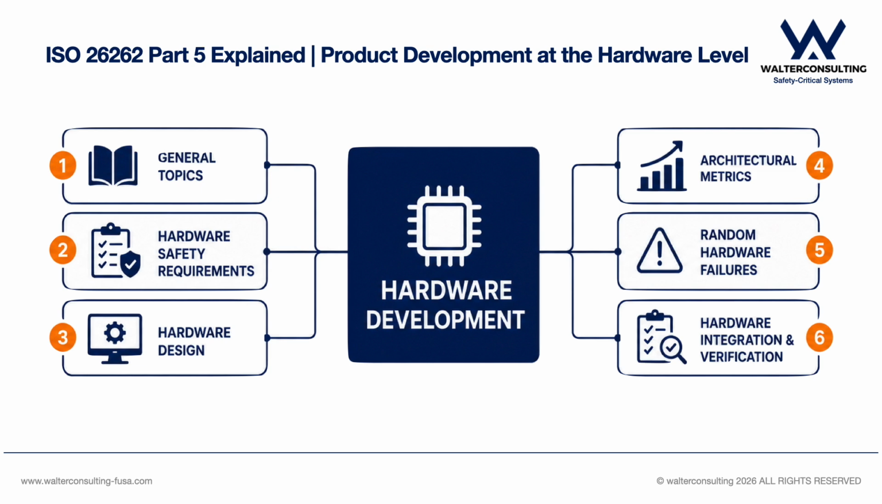Product development at the hardware level. Part 5 focuses on designing, evaluating, and verifying hardware that contributes to functional safety. In this video, we'll explore the major activities within Part 5 and understand how they help create reliable automotive electronics. Before we examine the individual clauses, let's first understand why hardware development is such a critical part of functional safety.